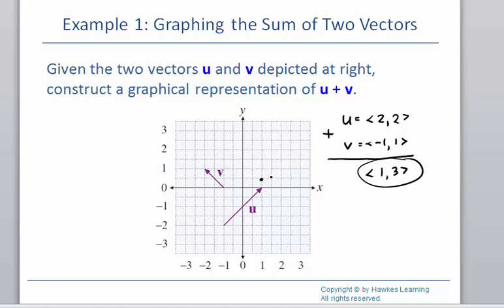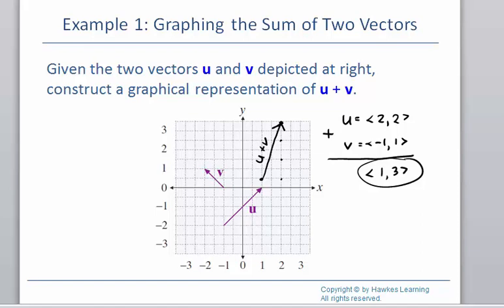So we're going to go over to the right one. That would put me there. And then we're going to go up 3. Remember, each jump up is 2 of these squares. So that's 1, that's 2, that's 3. And so our ending point will be here. We're going from the initial to the ending, and we're going to place our arrow on the end. And so this will be our vector u plus v.